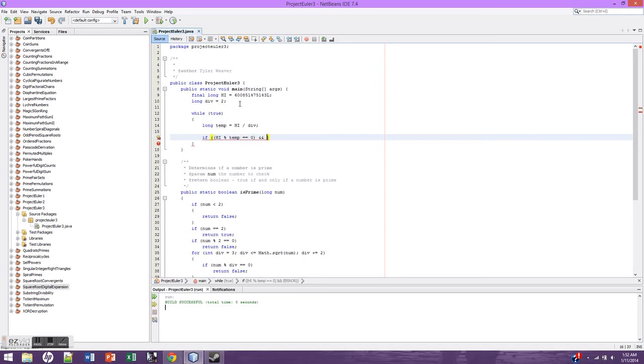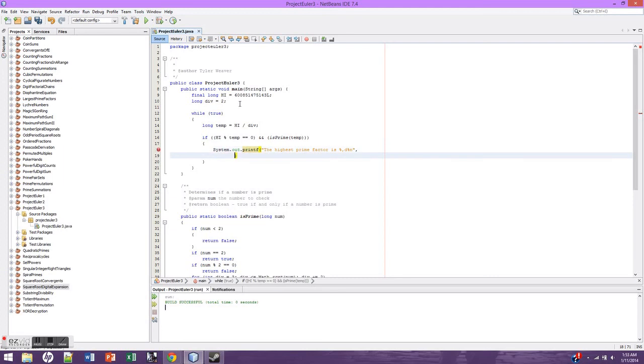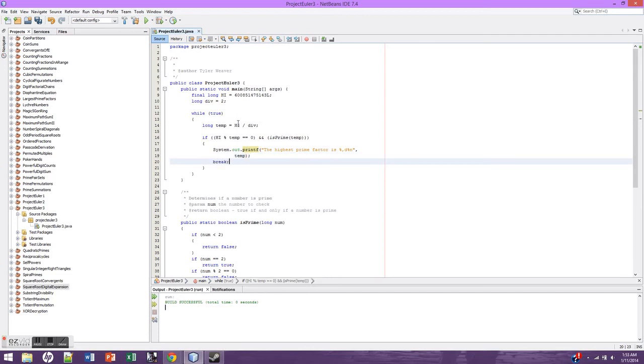If high modulus temp equals 0, and isPrime(temp), System.out.printf, "The highest prime factor is %d%n". And we want the argument to be the temp variable. And we want to break out of the loop as soon as we find it. So this will display the highest prime factor.